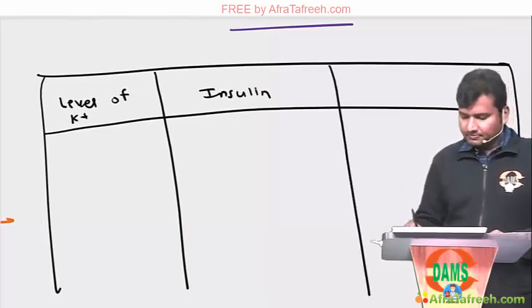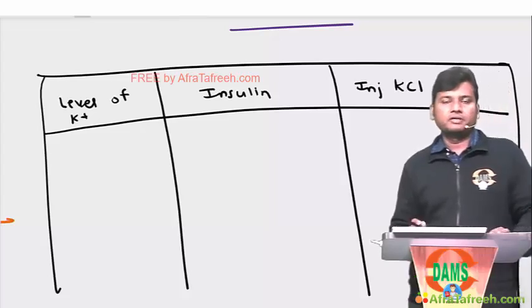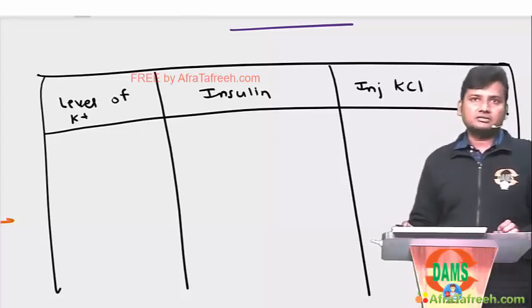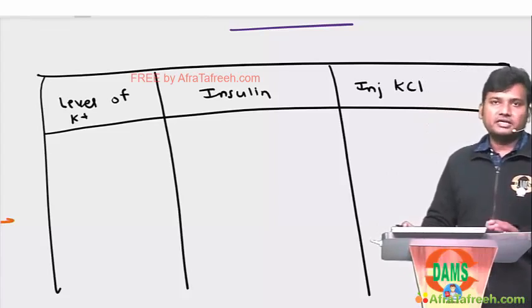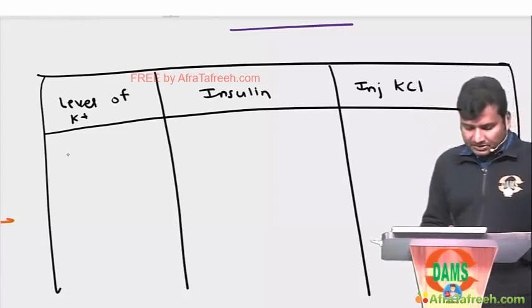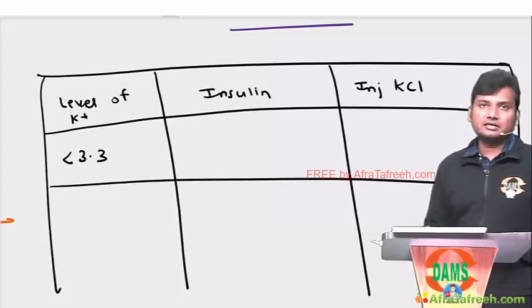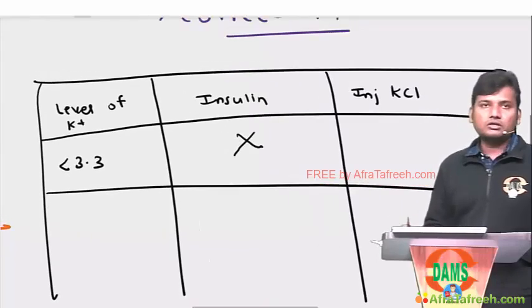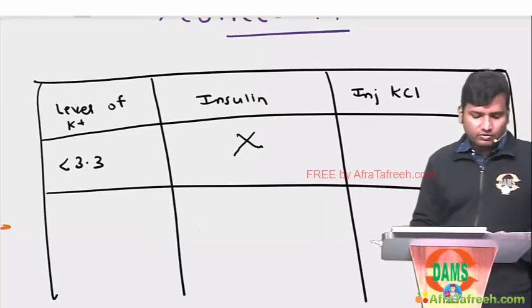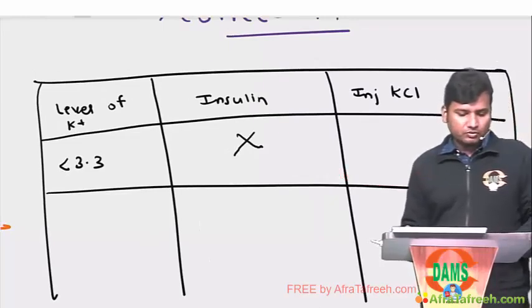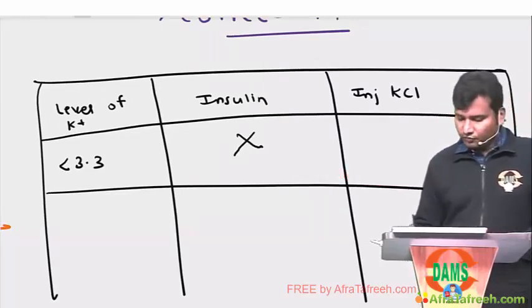And here, injection of potassium chloride. Okay, now we are discussing the guidelines, or the treatment given in Harrison. Our potassium level in our patient is less than 3.3, so we cannot give insulin. Here we have to give injection of potassium chloride at the rate of 40 to 80 milliequivalent per hour.